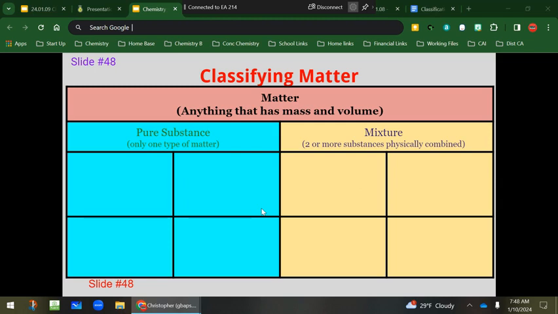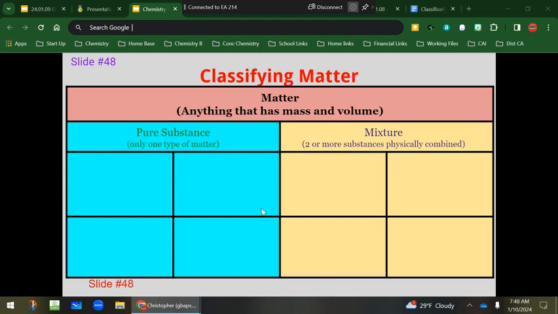Okay, so when we look at this, one type of matter, we'll divide those up in a second. Mixture, two or more substances physically combined. When you physically combine things, that just means they're in the same place together. That is what a physical combination is. One thing being there with another does not affect or change that other thing. So that is what we mean when we say they are physically combined.